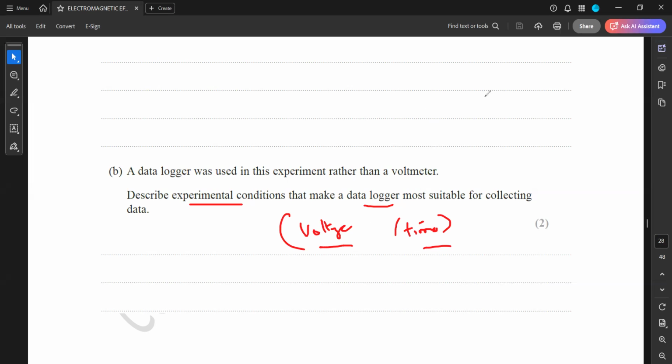In that case, the data logger is more suitable, because when we are using a voltmeter and a stopwatch, we have a limited number of readings, like after 10 seconds we can measure a voltage. Let's say 5 volts was there.